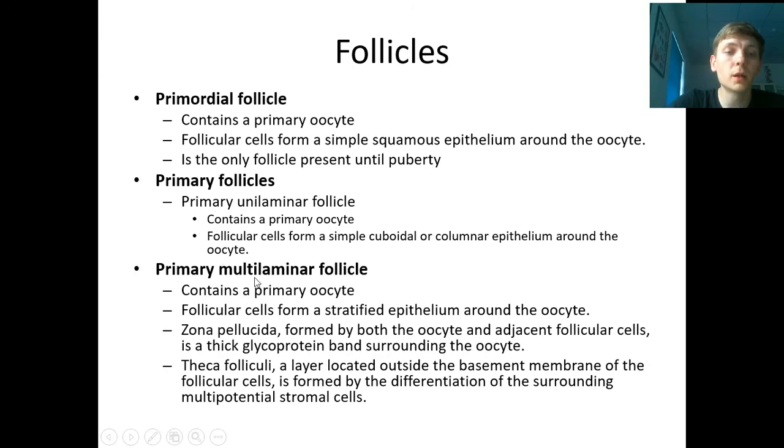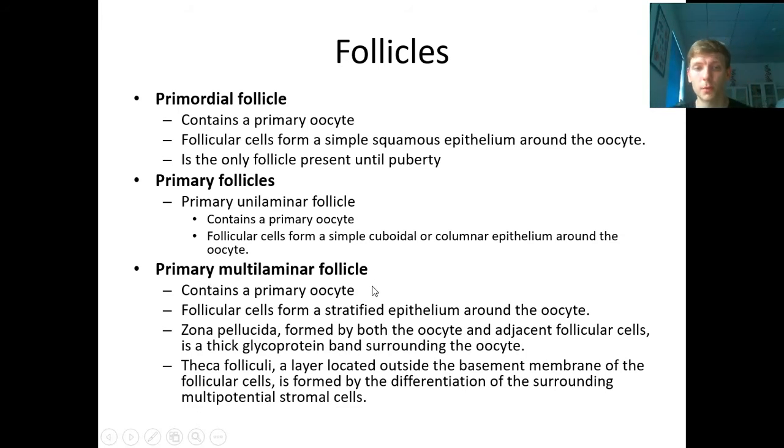Then we have multilaminar follicles. Primary multilaminar follicle. In some books they make it like different types of follicle, and somewhere they name it still a primary follicle. So let's clear that. What is a primary multilaminar follicle?